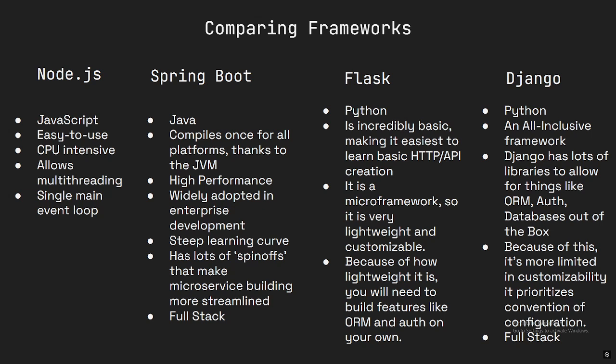And then Django is Python. It has the batteries included philosophy. It's an all-inclusive framework. It has lots of libraries to allow for things like ORM, authentication, and databases out of the box. Because of this, it's more limited in customizability. It prioritizes convention over configuration. And it is a full stack framework, just like Spring Boot is.